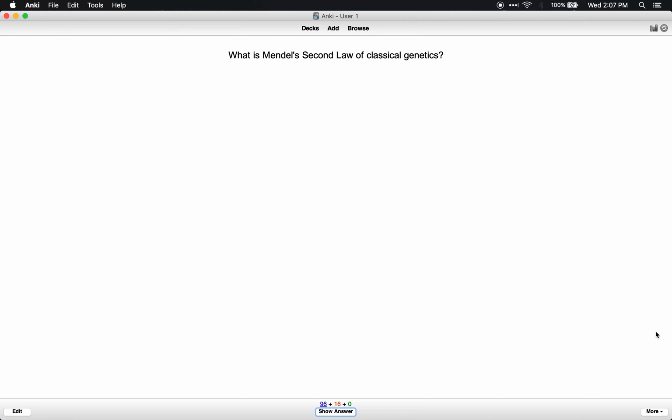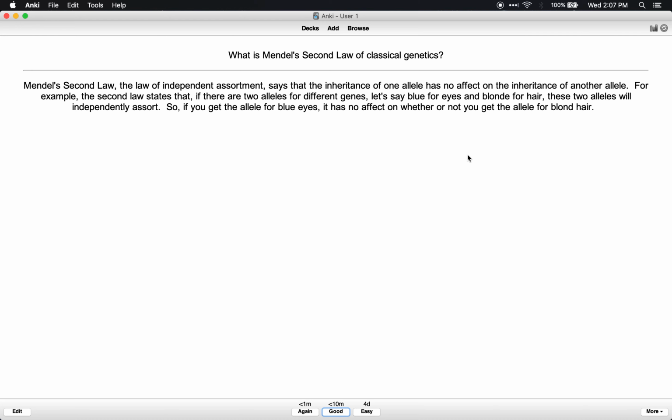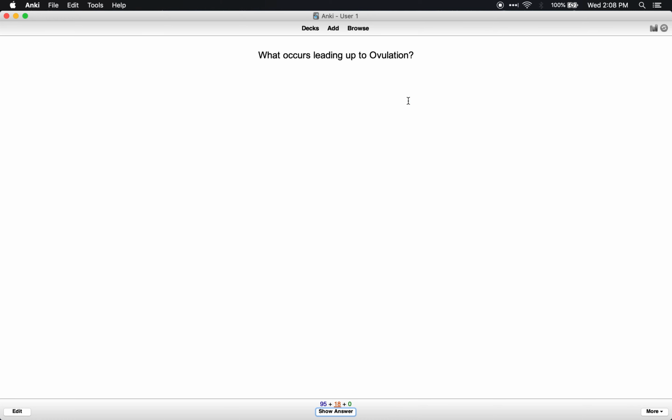The second law of classical genetics is the law of independent assortment, basically saying linked genes are separable. Two alleles for a different gene. You receiving one allele does not affect you receiving another allele.